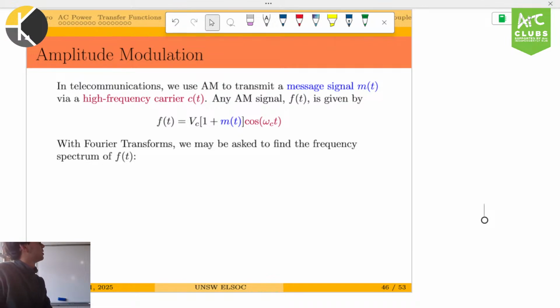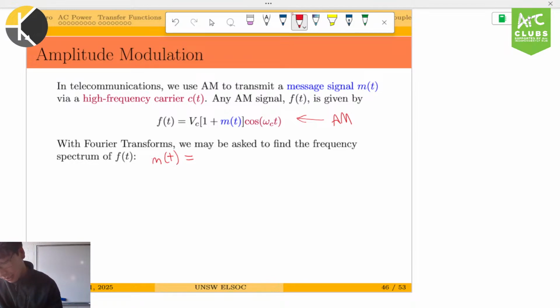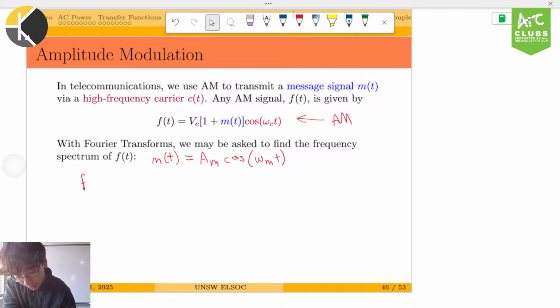One thing you might be asked to do is to plot the frequency spectra of an amplitude modulated signal. This thing here is an example of an AM signal. m of t is your message that you're trying to send. You might be told what this is in the exam. Let's say for this example that it has an amplitude Am and a frequency of omega m. First things first, we would have to simplify this expression.